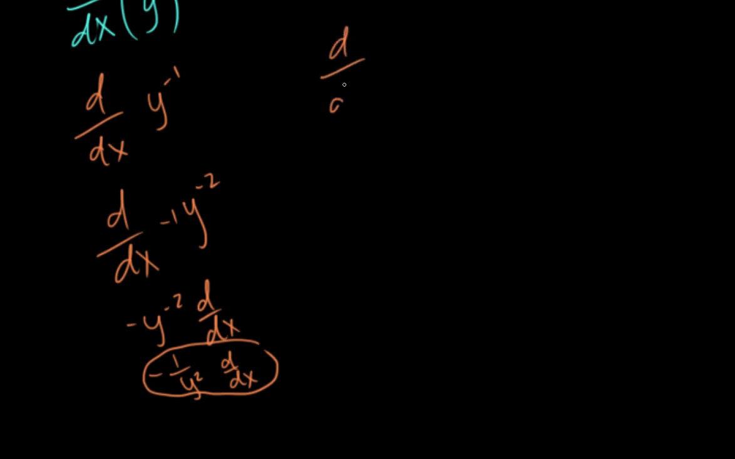Now what if we have d/dx of x y squared? We're going to have to do the product rule. So we're going to call this A, call this B. So A prime is equal to 1, B prime is equal to 2y times the derivative of y. So this is where the implicit comes in. We don't really know what y is, so we can't assume that the derivative is 1, and so we have to write dy/dx. That's really the only difference.